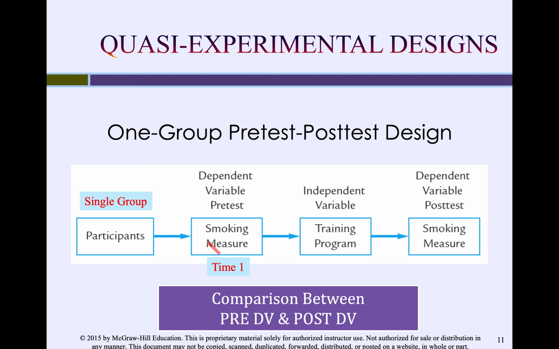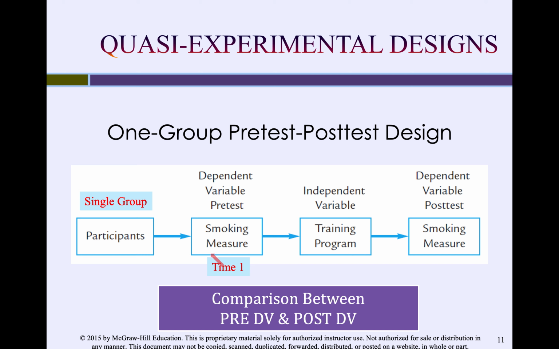So here's what they can do, they can get all participants who are smokers, just a single group of all participants who are smokers, measure them on their smoking measure, things like how many cigarettes do you smoke every day, how often do you share your cigarettes, how long does it take for you after you wake up to smoke a cigarette, right? There can be all these different questions relating to smoking. And this is known as the pretest. Also, it's a dependent variable, right? Because this is the dependent variable measure, but we're giving it as a pretest.